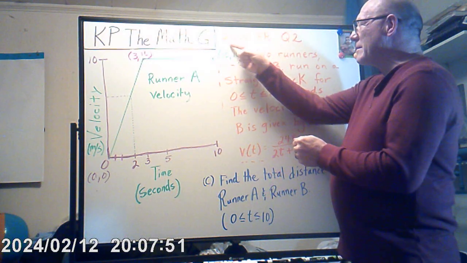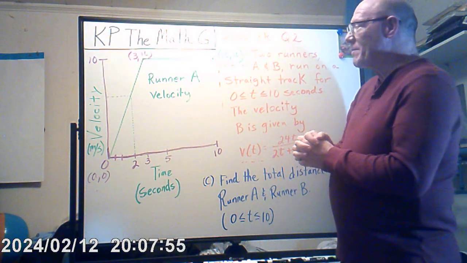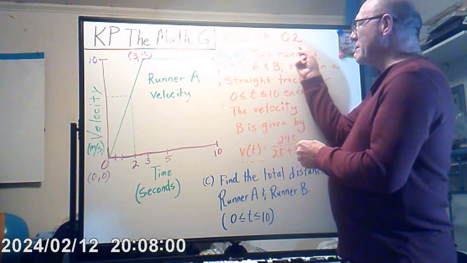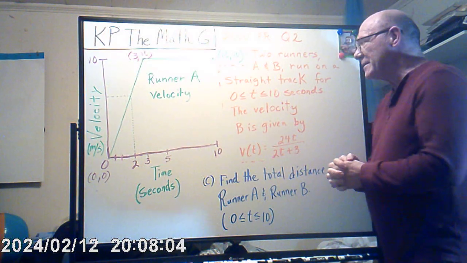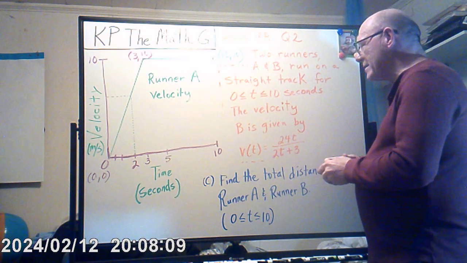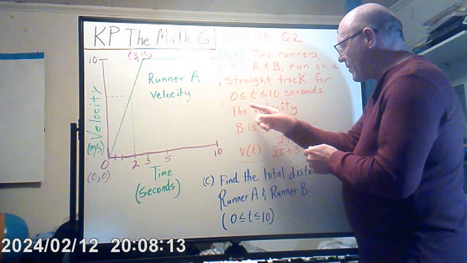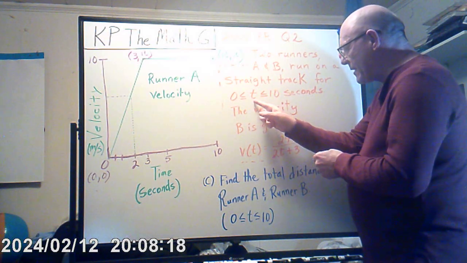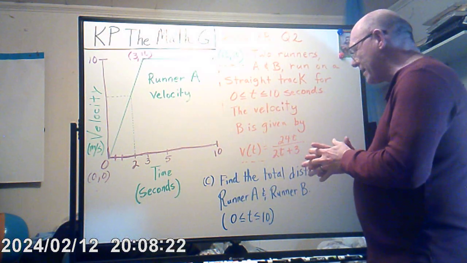This is the AP Calculus AB 2000 test, free response question number 2. The question goes like this: two runners, A and B, run on a straight track for a time interval from 0 to 10 seconds. Time T is between 0 and 10, including 0 and 10 seconds.